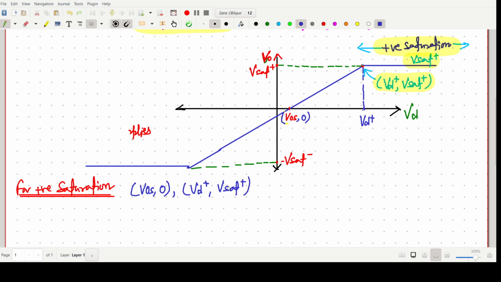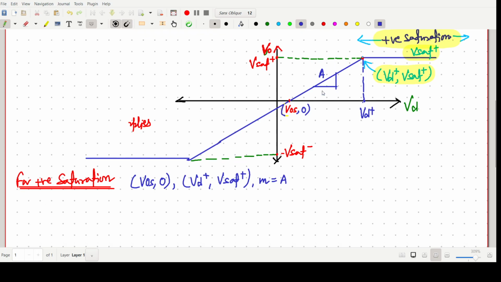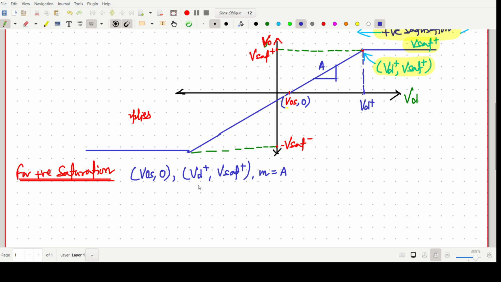Two points are given. And one more thing is given: the slope of this line is A. I am writing the slope of the line. This slope is A. Now everything is there, so we can easily find the Vd plus.